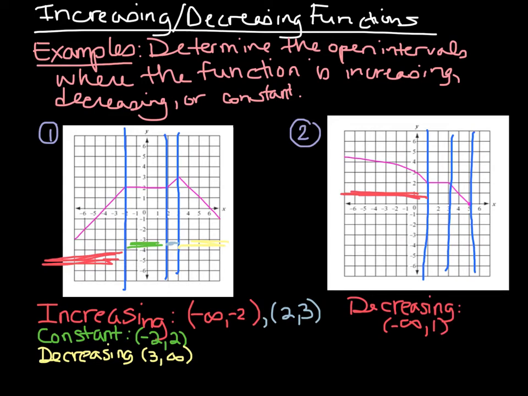From there, you'll see it stays constant. And it's constant from 1 to 3. Finally, at the very end, it goes from 3 to 5, and it decreases there. It doesn't go any further than that. There's an end point there, so I'm going to stop at 5, but those are my decreasing intervals.